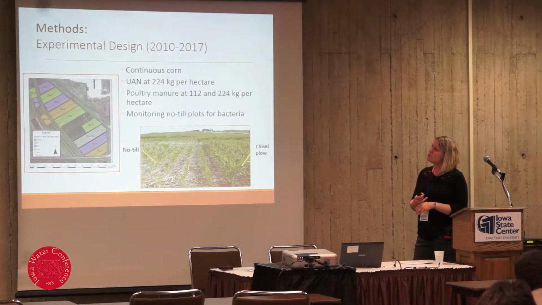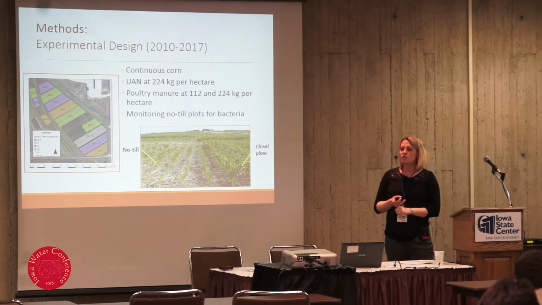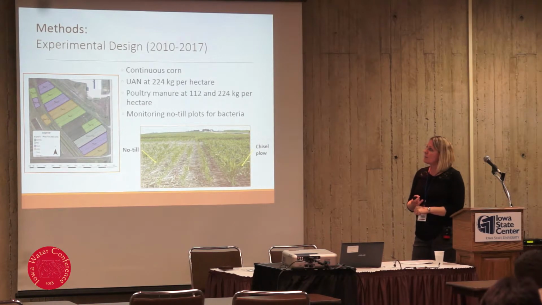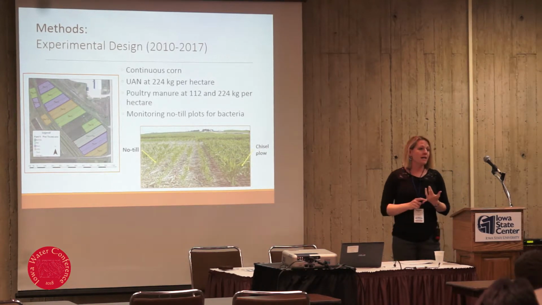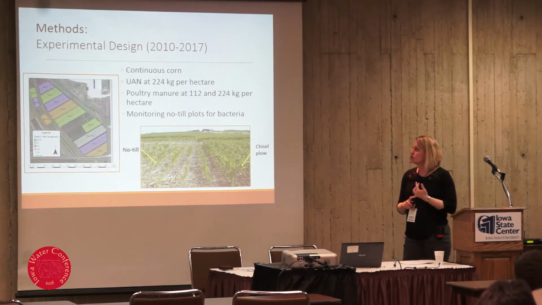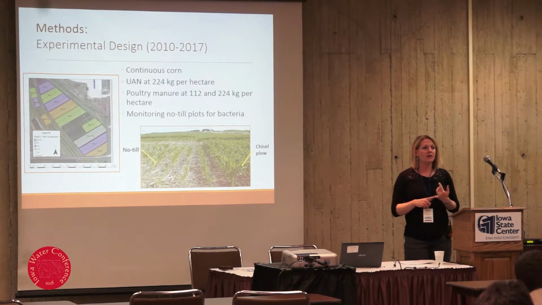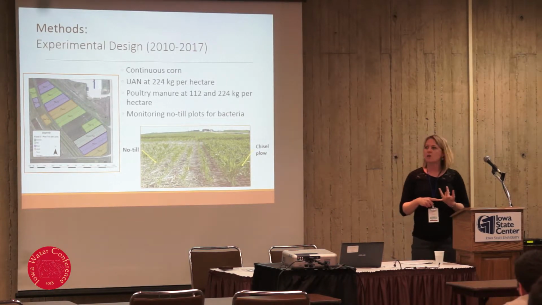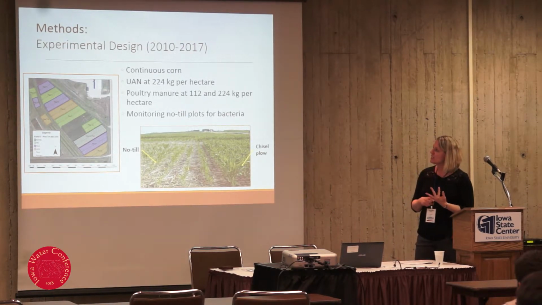From 2010 to 2017, we changed this to a corn-on-corn study. The UAN was then applied at the recommended rate of 224 kilograms per hectare, and the poultry manure was applied at half the rate, and also at the recommended rate. So a little bit of a change in the design there.